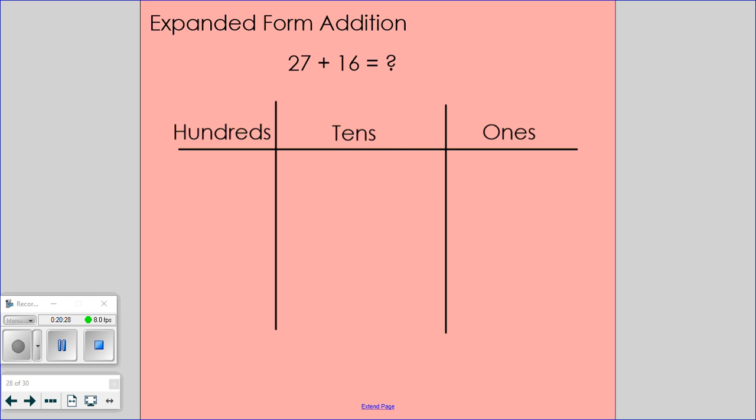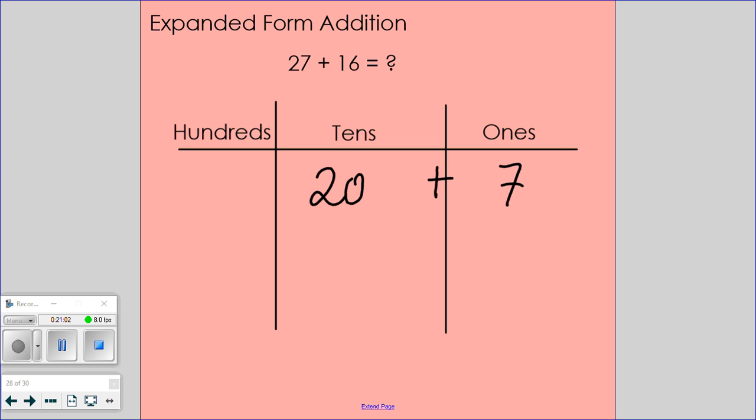First thing we're going to start with is 27. If I break that number into expanded form, what does that number look like? What does that number look like? Kylie? 20 plus 7. You're putting this in your hundreds chart, just like I am doing here. That's what I just said.